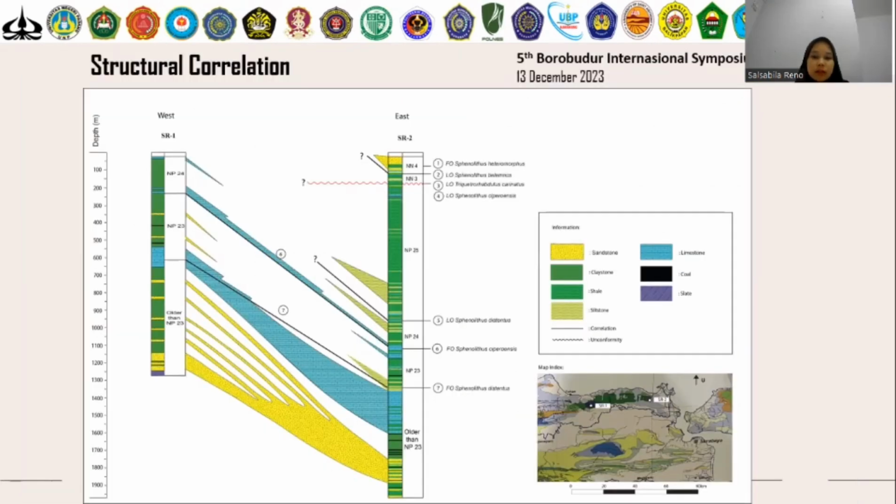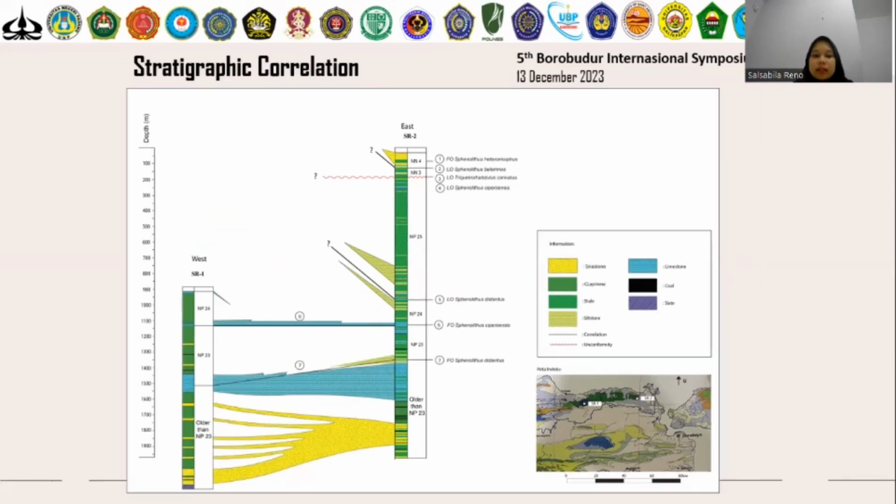Next, we have the structural correlation. In this correlation, the direction of orientation is from west to east, and this correlation is done by flattening the two wells at the same depth. For this structural correlation, I connected two nanofossil datums, which are FO Sphenolitis distentus and FO Sphenolitis chyprensis, which are number 6 and number 7. I carried out a lithological correlation, and from seeing the appearance, there is a high in the western part, while in the eastern part there is a low. I interpreted this as an anticline system.